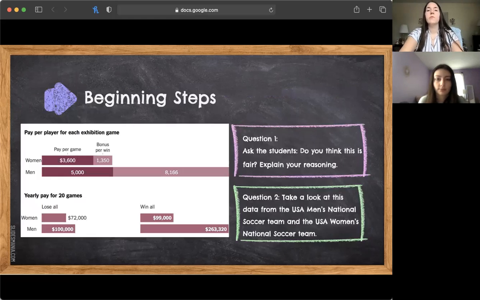To dive into some of the beginning steps for our students, our first question is, do you think this is fair, what Alana was just explaining? And then we want them to explain their reasoning. Then we have this little chart, and we want them to look at the data from the USA men's national team and the USA women's national team and what they're paid for games, whether they win or lose, and whether they get bonuses at all. It's either by each exhibition game or yearly pay. That's what the students will be looking into.